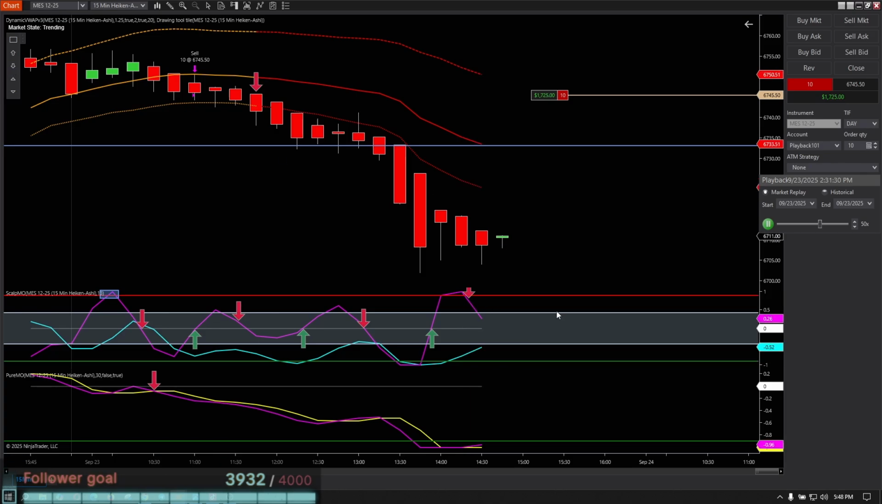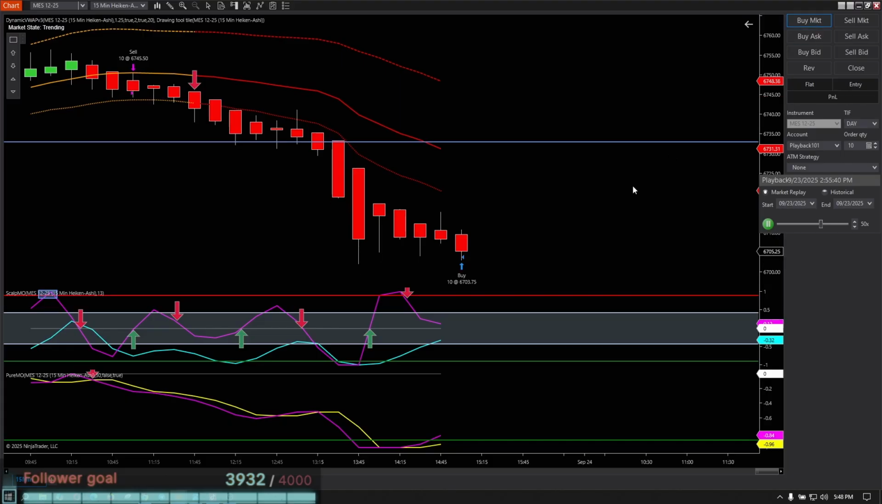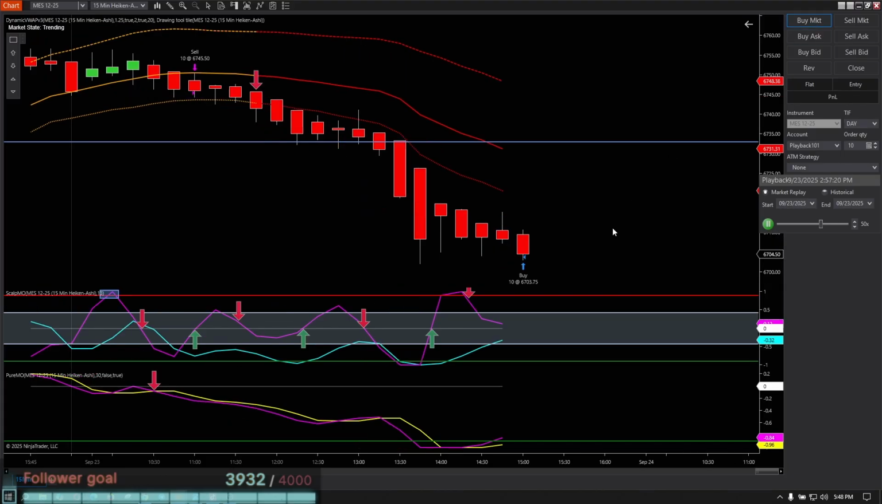So right there, your entry would be right there to the downside. Okay, and this is it, guys. This is the end of the trade right here. This is the end of the move. This is where we're going to hop off the trade right there and order filled. Exit. Okay, that is the end of it right there.